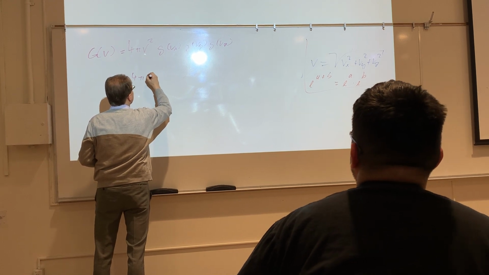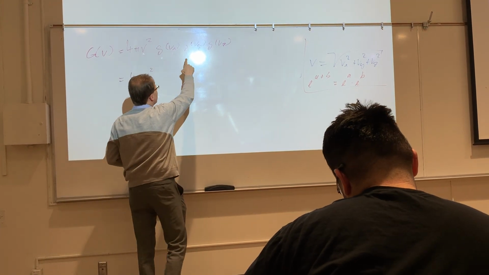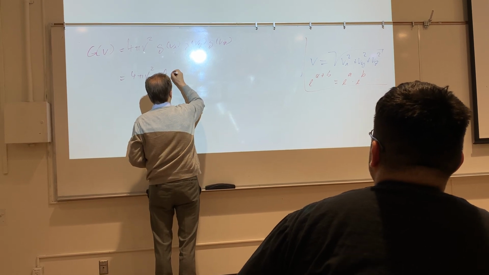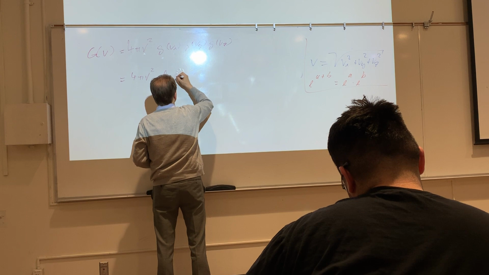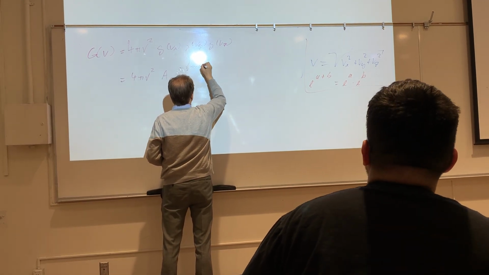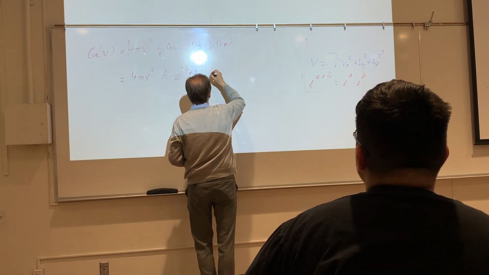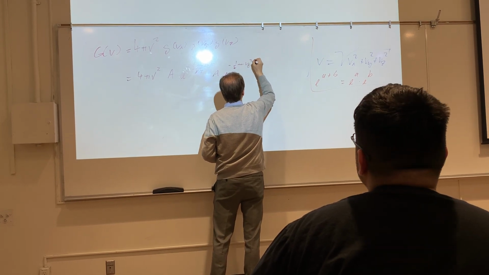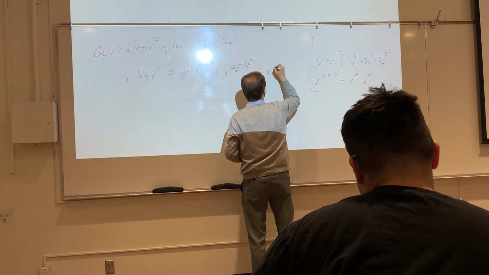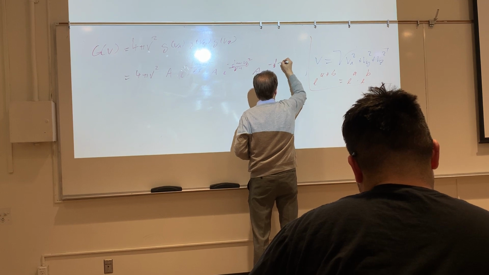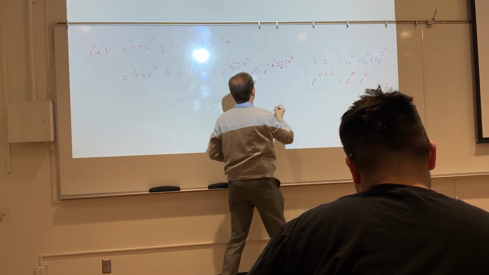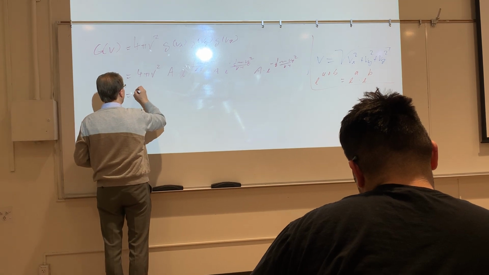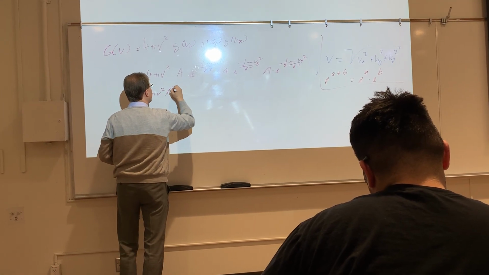4 pi v squared, and then g of vx, and g of vy, and g of vz. So that is a, whatever my a was, times e to the power of minus 1 half m vx squared over kT, and then a times e to the power of minus 1 half m vy squared over kT, and then a times e to the power of minus 1 half m vz squared over kT. Now, that is then 4 pi v squared a cubed.